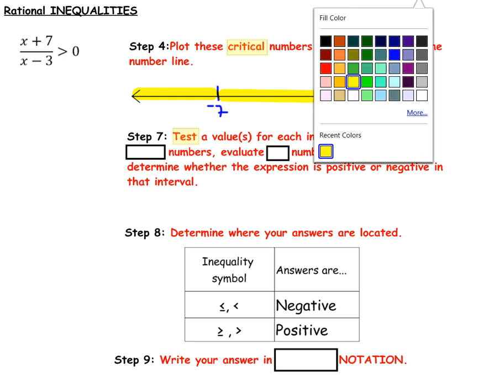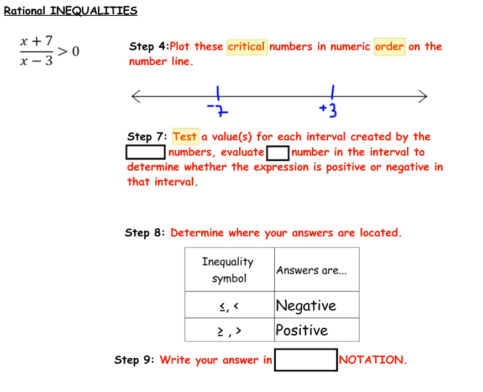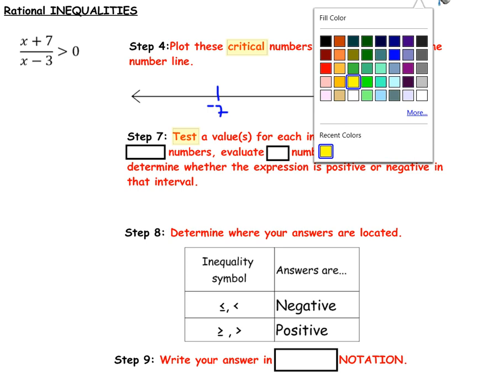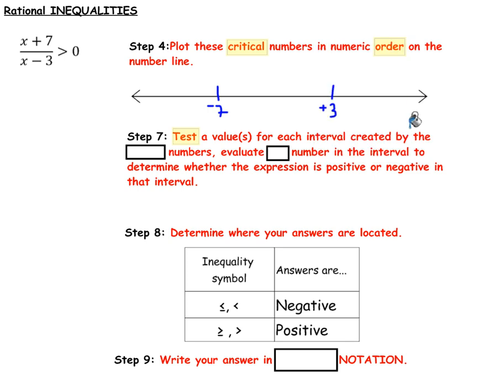Okay? Remember, I'm going to test my values created by the critical values. And I'm going to evaluate any number. So it doesn't matter what the number is. I just want to know, are my answers inside here a positive number or a negative number? Well, I guess those are the only choices you have, positive numbers or negative numbers, because these critical values are where things actually are equal to 0.